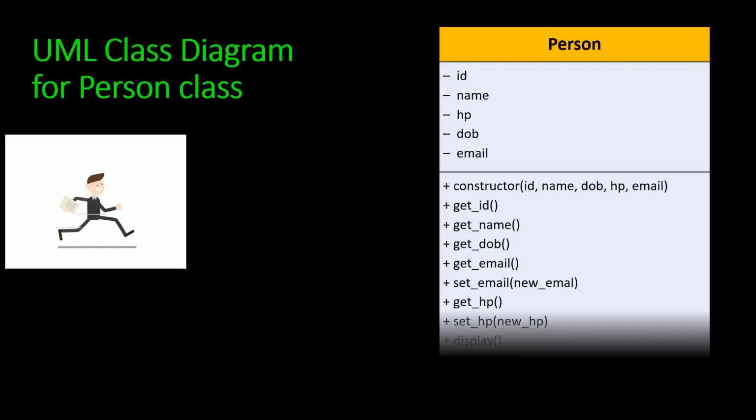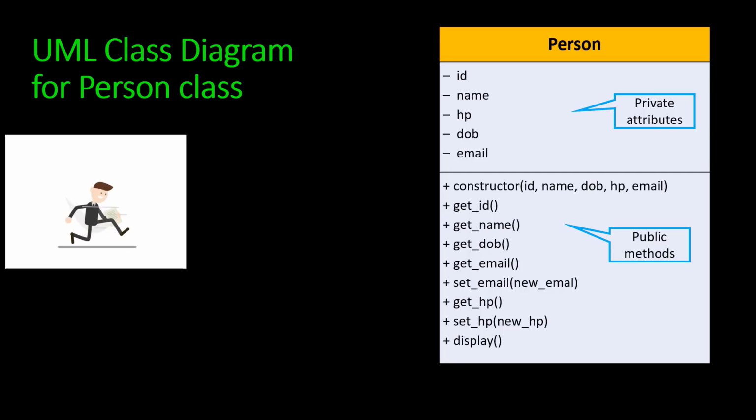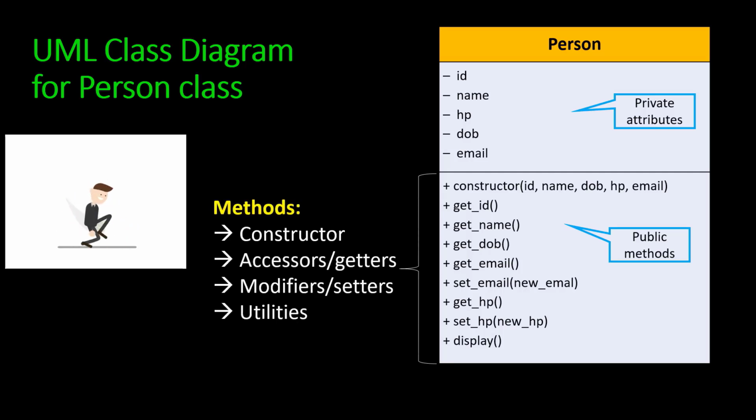We will now consider the class person, and this is the UML diagram of a person. A person has an ID, a name, handphone, date of birth, and email. All these are private attributes. Then for the methods, we have a constructor, and then some getters and some setters. The setters are the modifiers, the getters are the accessors. And then we have a utility method which helps us to display all the information.